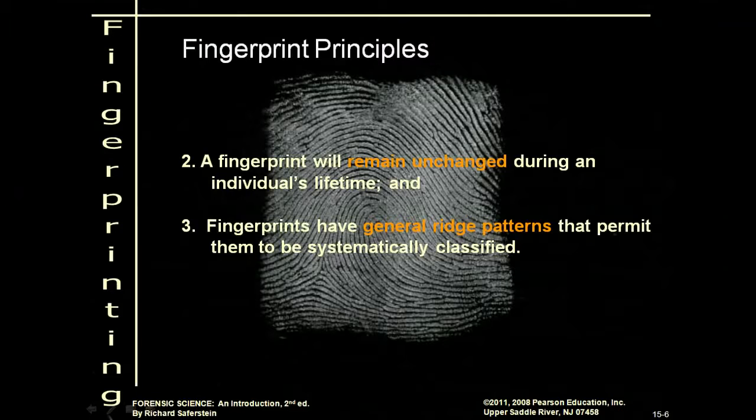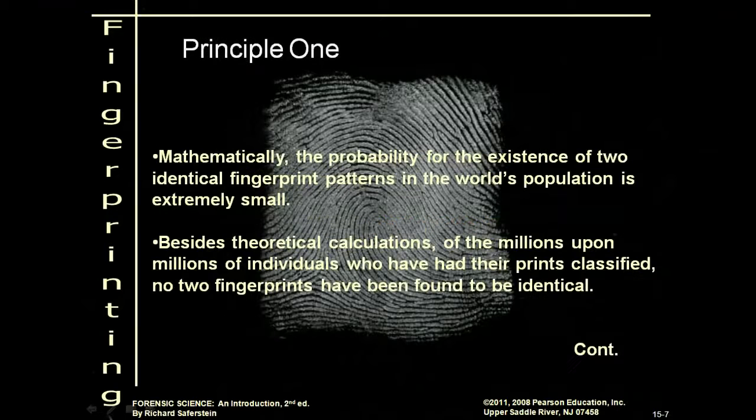They remain unchanged throughout your lifetime, and those ridge patterns that people have, even though they're all different, have different ways that you can classify them. Now, the probability is astronomical that two people would ever have the same fingerprints. It generally goes to like 1 in 64 billion is a number that's used. But even take away the theoretical, we have an FBI database that has well over 50 million fingerprints in it, and no one at this point has had the same fingerprints.